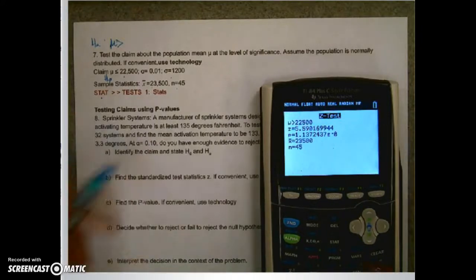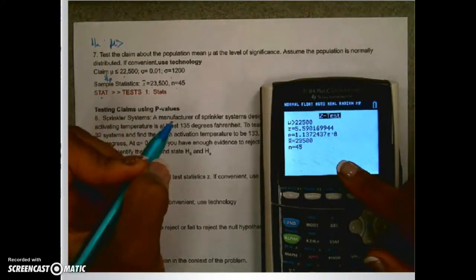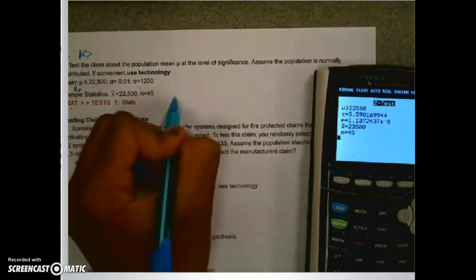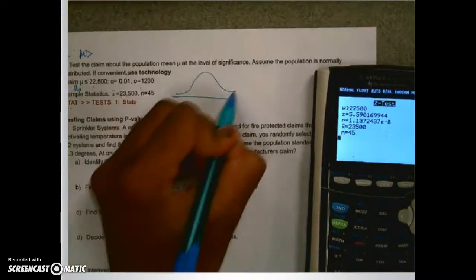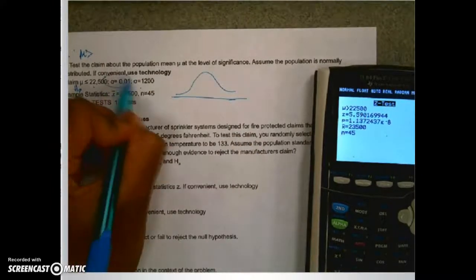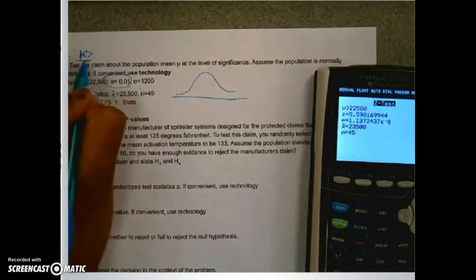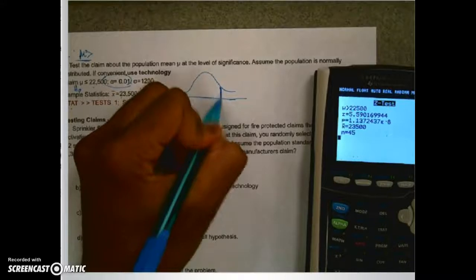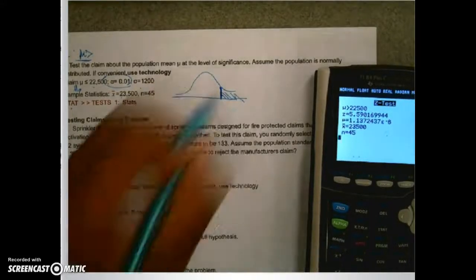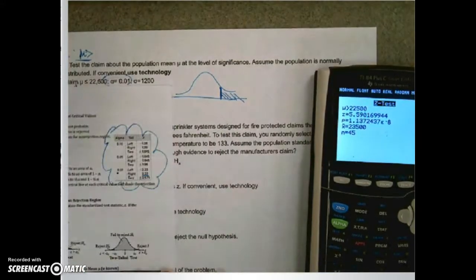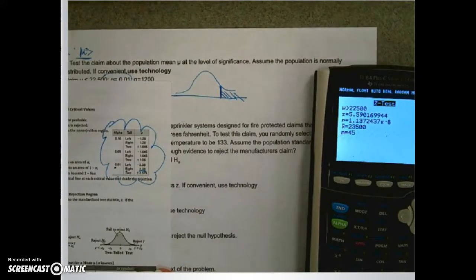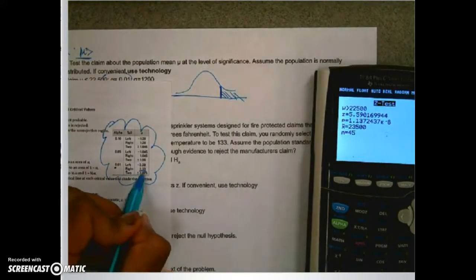Wonderful. What do we have? Well, before that, probably should have showed you this. My alpha is 0.01, and based upon this right here, I know that it's a right-tailed test. So 0.01, then you're going to look in your chart, which is here. 0.01 right-tailed test, again, is 2.33.